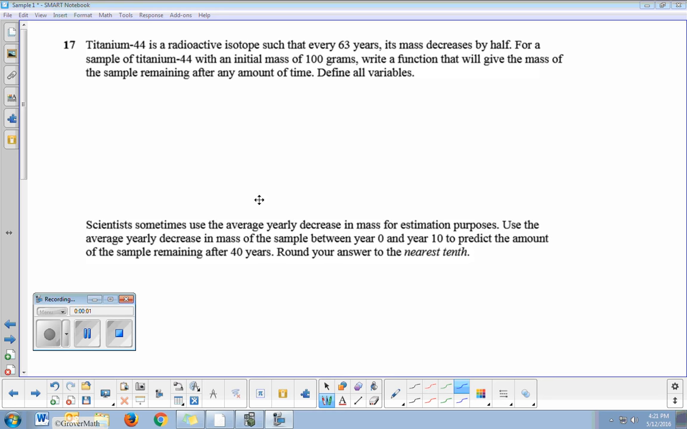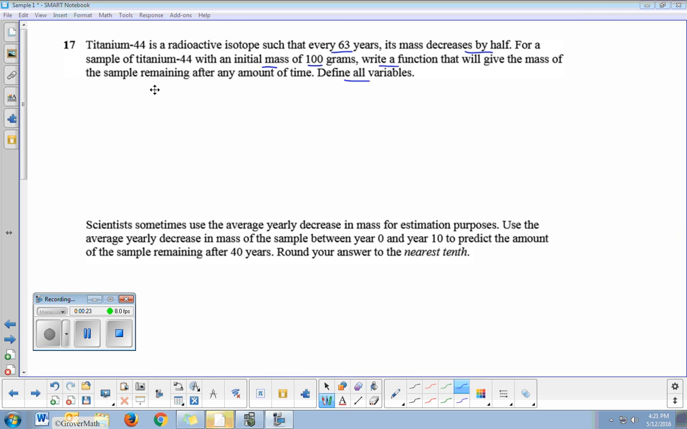Algebra 2, state sample question number 17. Titanium-44 is a radioactive isotope such that every 63 years its mass decreases by half. For a sample of titanium-44 with an initial mass of 100 grams, write a function that will give the mass of the sample remaining after any amount of time and define all variables.